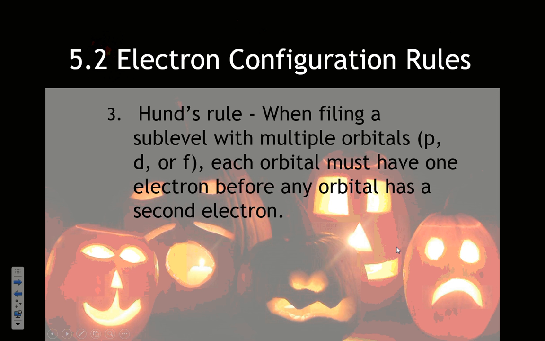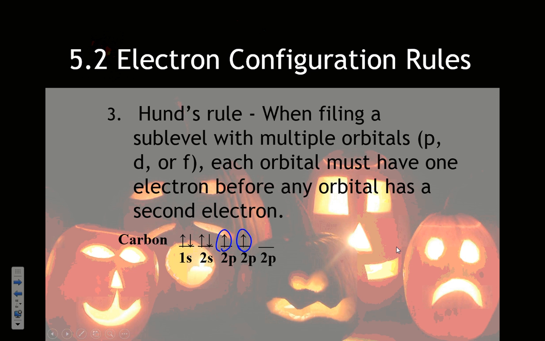So when filling a sublevel with multiple orbitals, remember that's all of our p's, d's, and f's, and they're equal energy orbitals, and that's what a sublevel is. Each orbital must have one electron before any orbital gets a second. And that's why in our drawing of carbon a second ago, notice this is where the fifth electron went, and that's where the sixth electron went. I didn't fill the first 2p like I did the 1s and the 2s. I had three orbitals here.